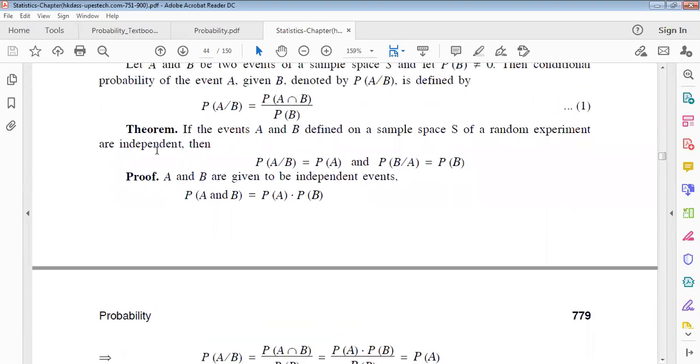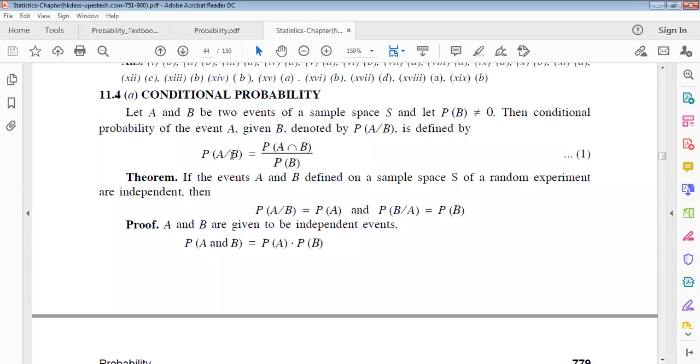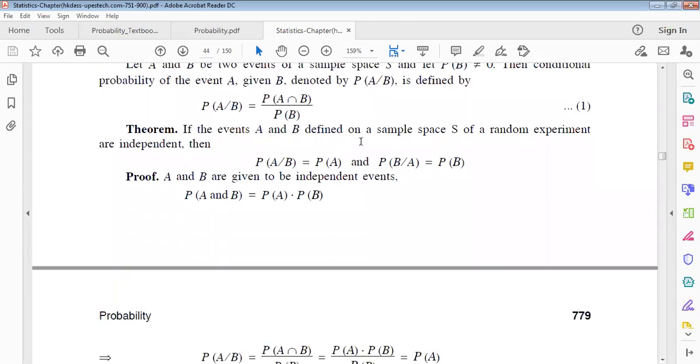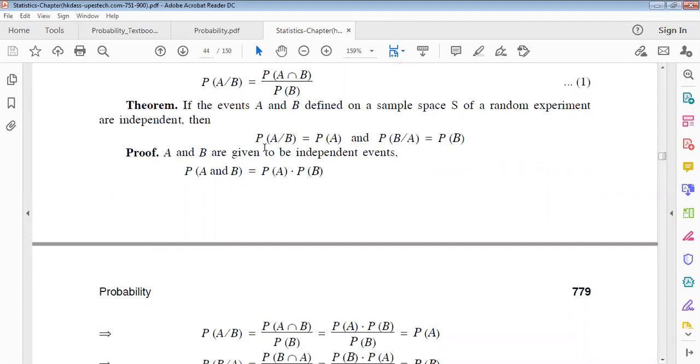We have to prove a theorem according to the conditional probability. If the events A and B defined on a sample space S of a random experiment are independent, then probability of A when B has happened equals probability of A, and probability of B when A has happened equals probability of B. We have to prove this theorem. You must remember this.